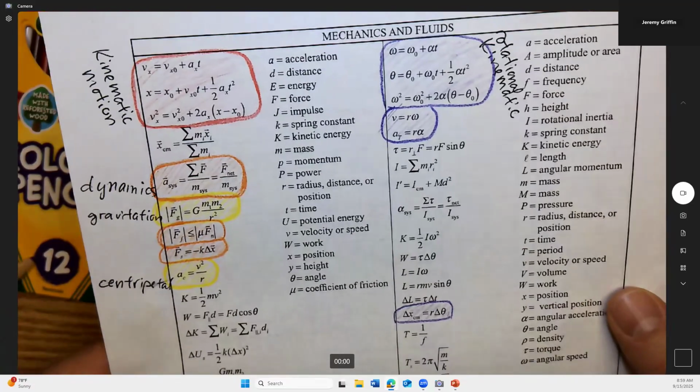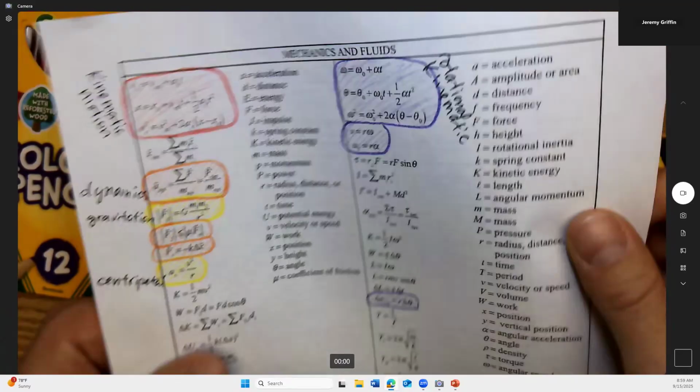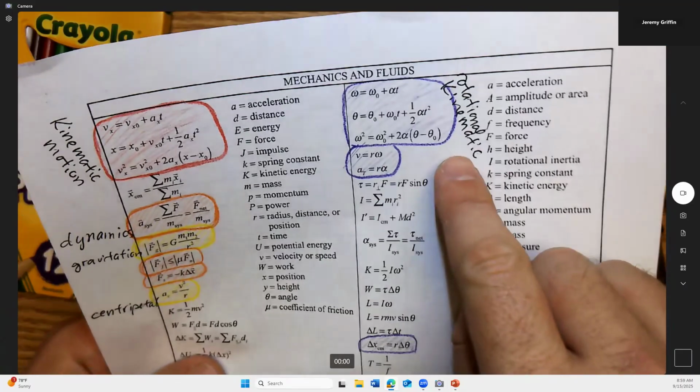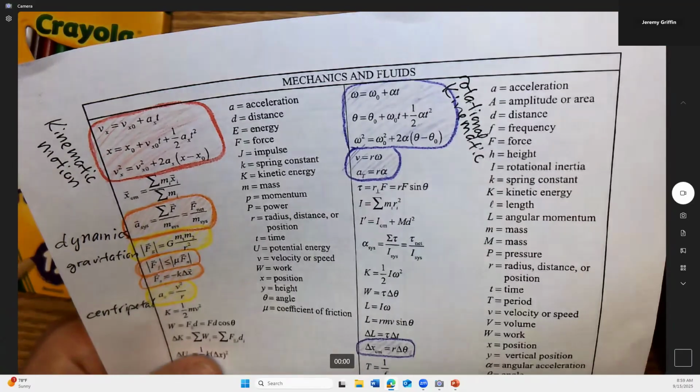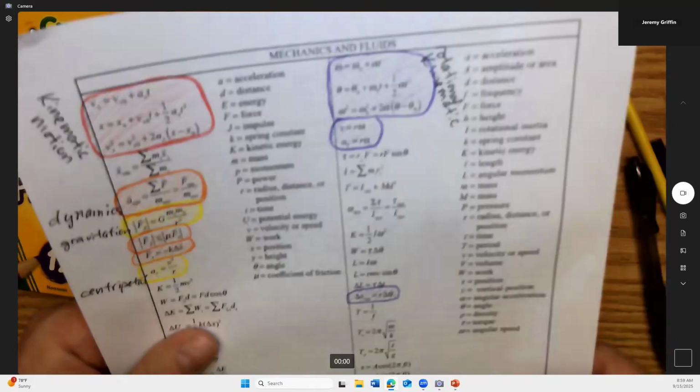What's that? I can't read the word that's next to the third one. This one? It says rotational kinematic. Rotational kinematic. Bless you.